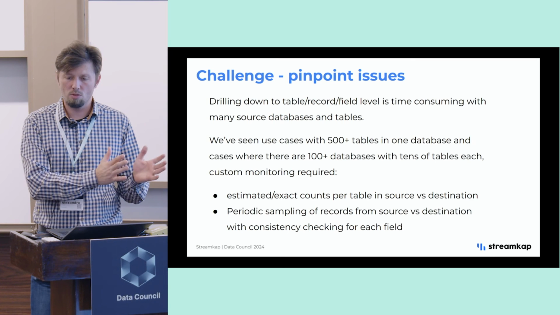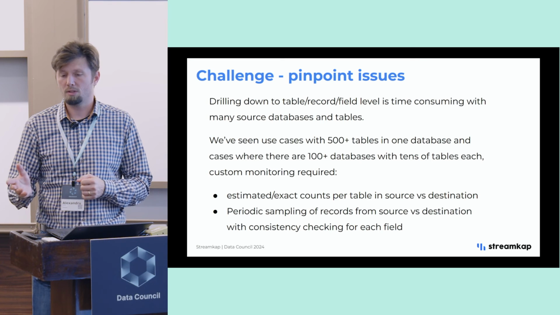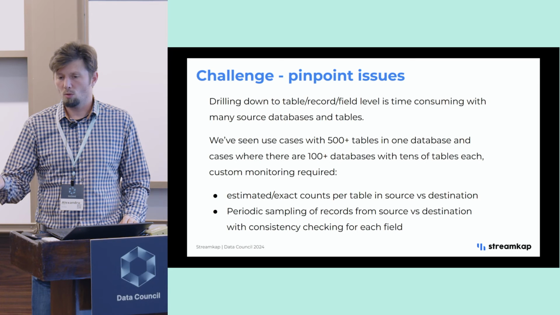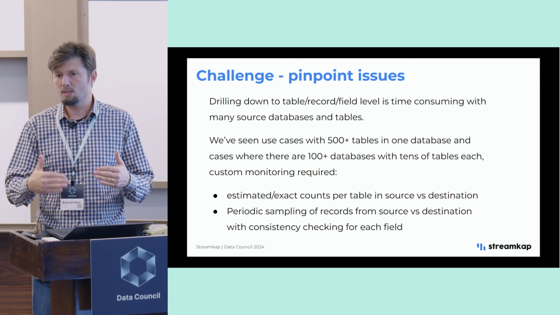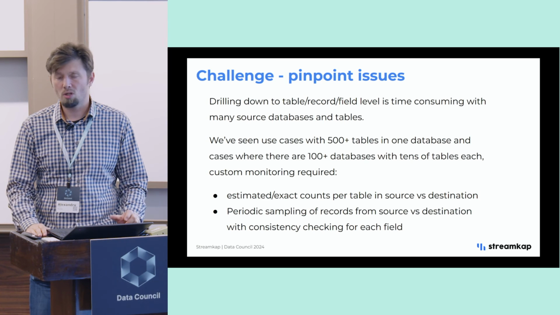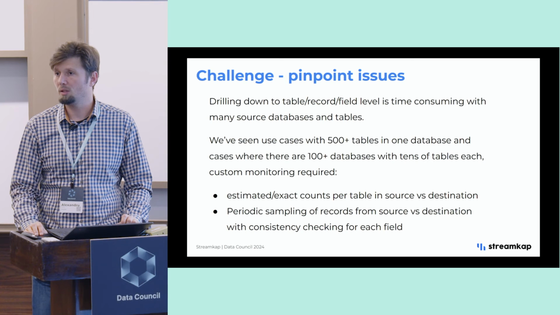So you can check counts, source versus destination. For example, you can deduplicate the data in Snowflake and compare the counts with the source plus the lag, the number of events in Kafka, and they should roughly match. And you can do sampling and compare field by field all the data in the source with the data in the destination.